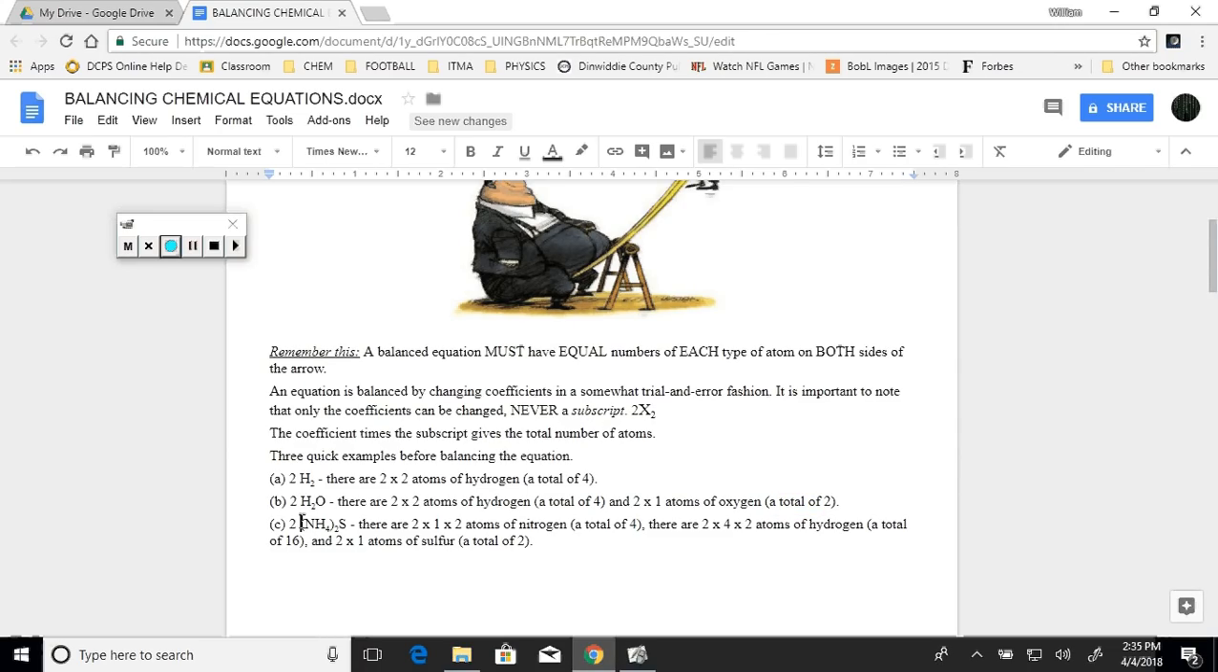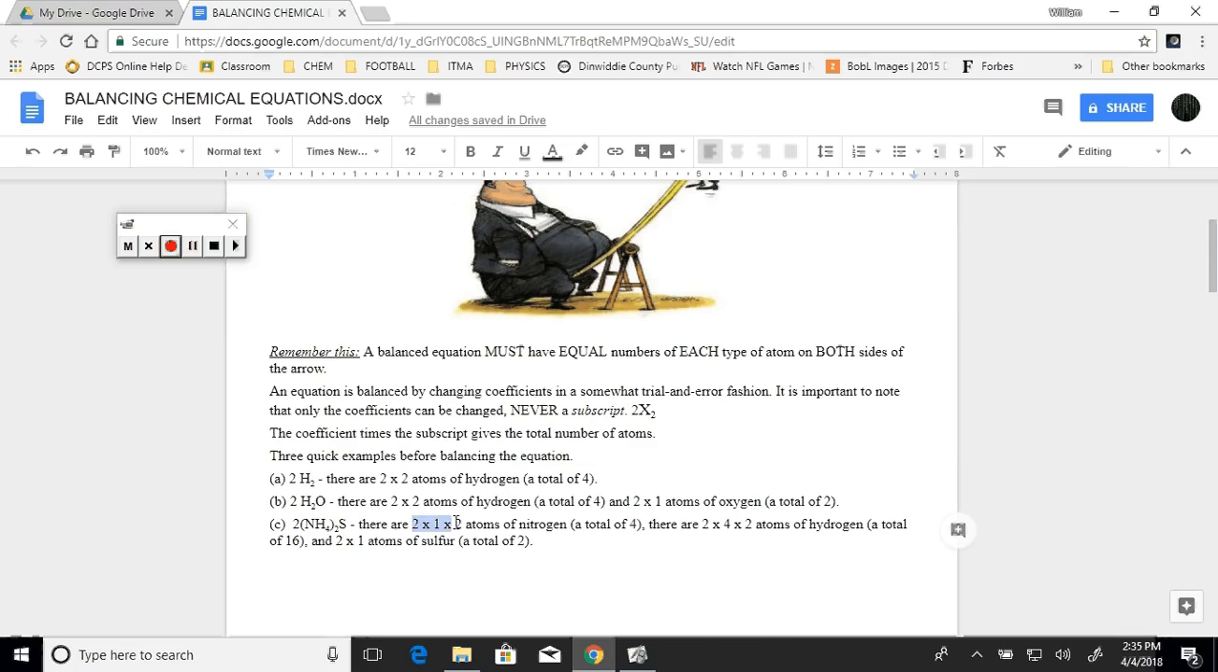Here's a really complicated example. I have a 2 coefficient here. I have 2 nitrogens outside the parentheses. This is an ammonium, so I have 1 nitrogen times 2, and 4 hydrogens times 2, and then times 2 again. And then I have an S times 2.